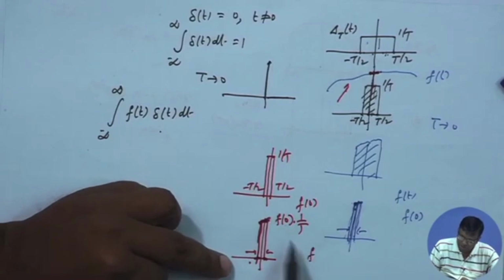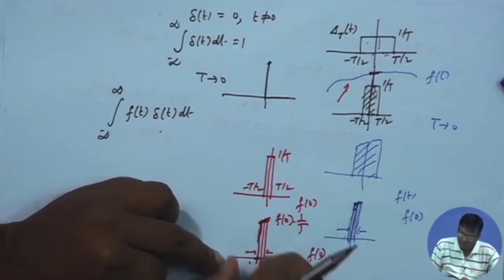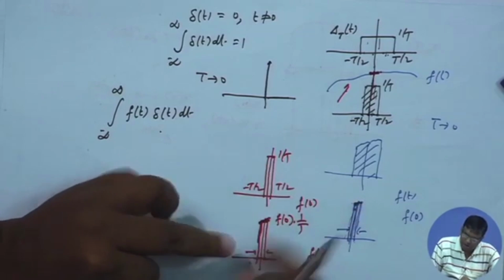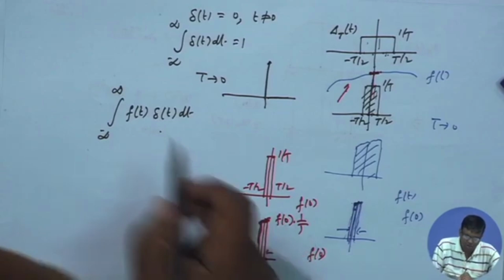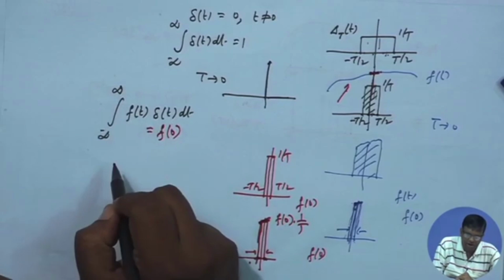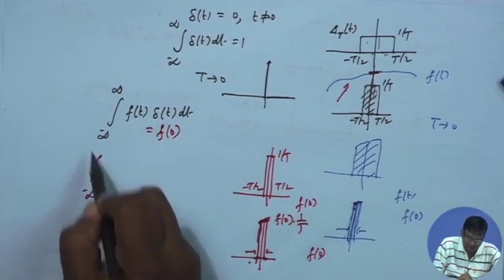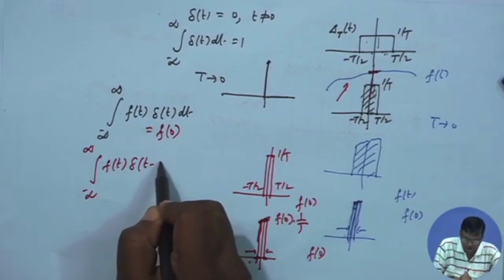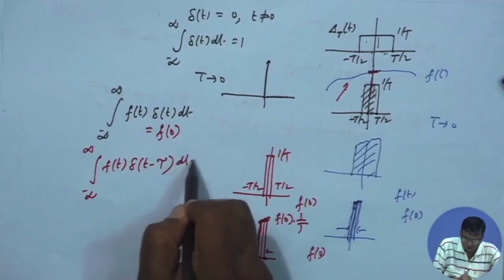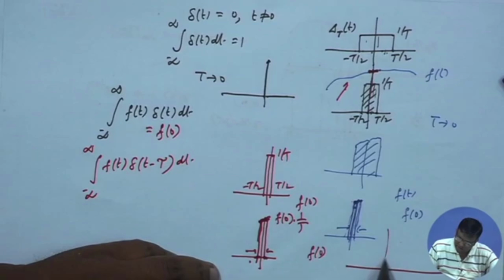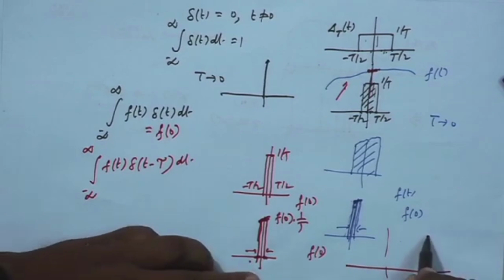So the area is the product of the two, f(0). Even if capital T goes down further and 1 by T height goes up, the area will still remain f(0). So in the limit this will become f(0). So the integral of f(t) delta(t) dt is f(0). You can then say the integral of f(t) delta(t minus tau) dt. This is nothing but the same thing, but the impulse is shifted to some point tau.